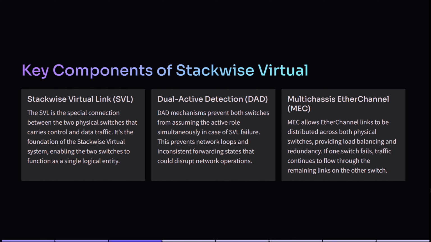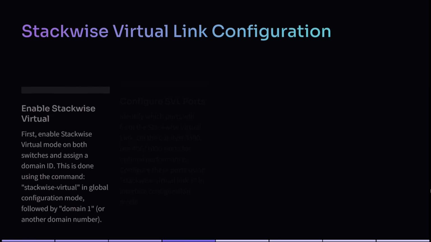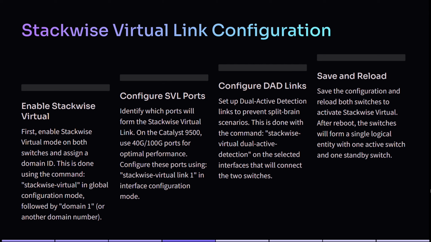Multi-chassis EtherChannel, MEC. MEC allows EtherChannel links to be distributed across both physical switches, providing load balancing and redundancy. If one switch fails, traffic continues to flow through the remaining links on the other switch.